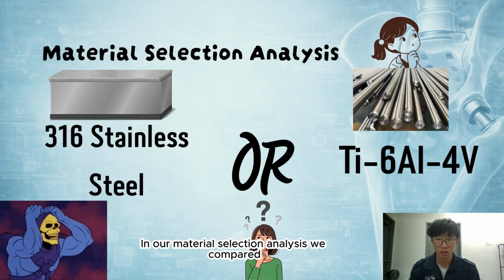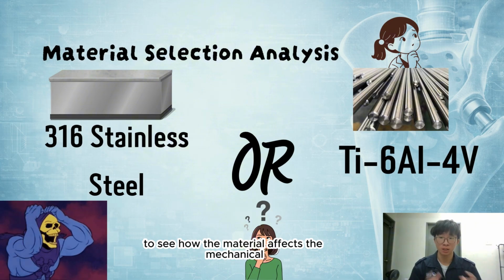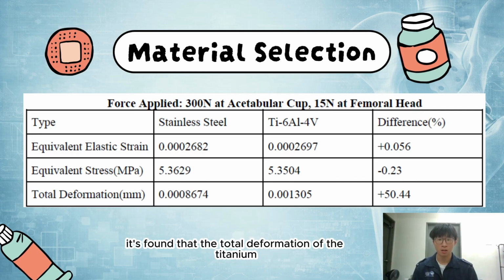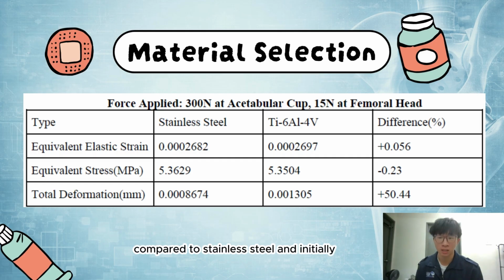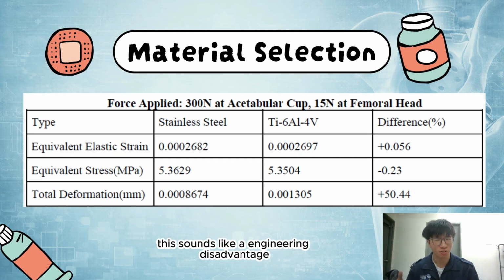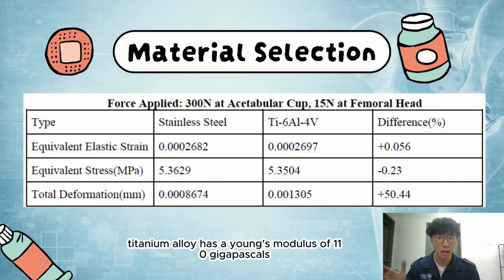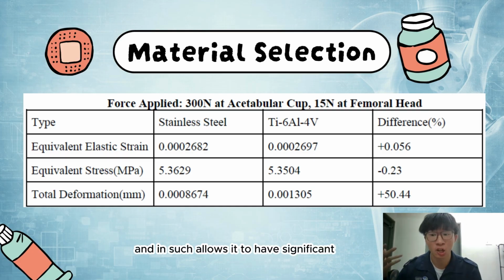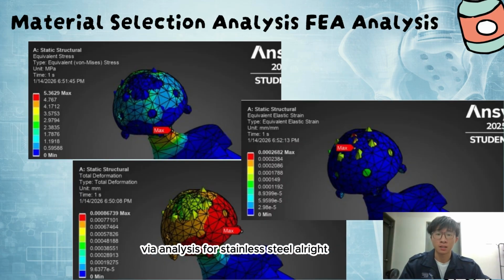In our material selection analysis, we compared 316 stainless steel with titanium alloy to see how the material affects the mechanical longevity of the hip replacement. Based on our ANSYS results, the total deformation of titanium alloy is more than 50% compared to stainless steel. Initially, this sounds like an engineering disadvantage, but in terms of biomechanics, it's actually a strategic benefit. Titanium alloy has a Young's modulus of 110 gigapascals, which is around half that of steel, and as such it allows significantly greater elasticity during the standard gait cycle. Right now I'm just showing our FEA analysis for stainless steel.